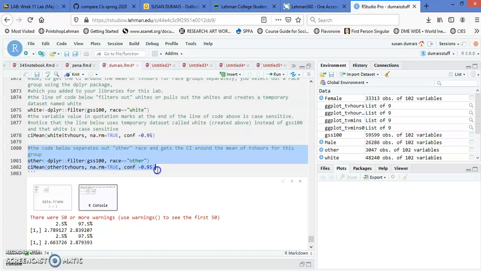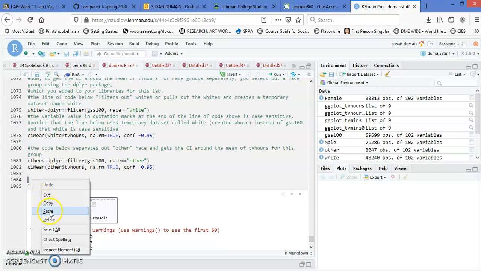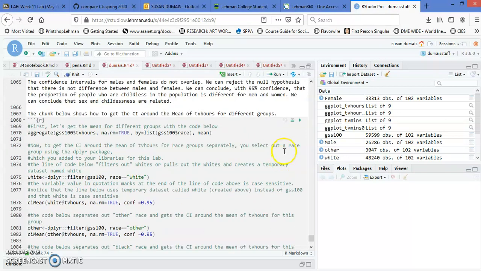But let me just show you here. Just going to add another chunk. I copied that code, and now I'm pasting it here. And I'm separating out Black. And so I'm saying take out everyone who is Black and give me the mean for the Black group for TV hours. Okay, so now when I rerun this chunk, we'll have white, other, and Black in order.